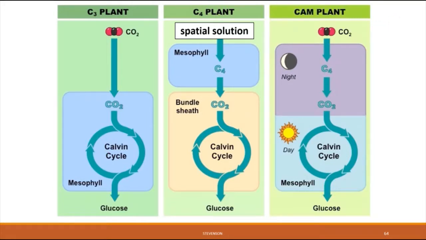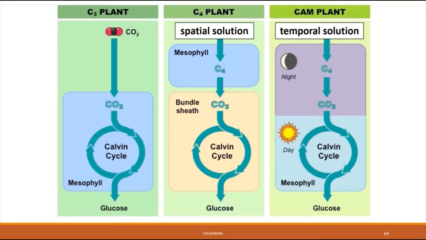And then finally, the CAM plants have what's called a temporal solution, meaning that it has to do with timing. During the night is when they collect the CO2, and during the daytime is when they channel it into the Calvin cycle, because they close their pores at that time, preventing more CO2 from getting in. And that wraps up our discussion of photosynthesis.